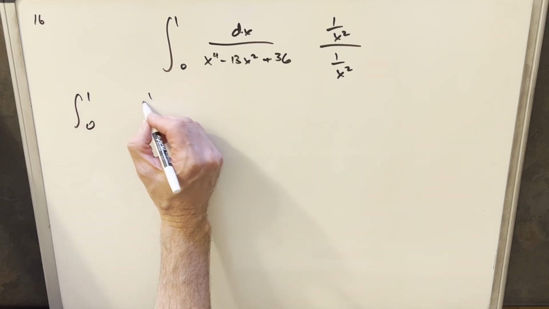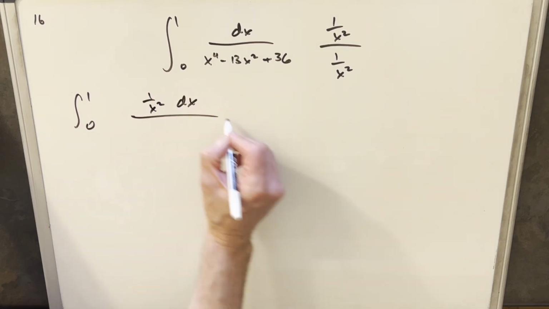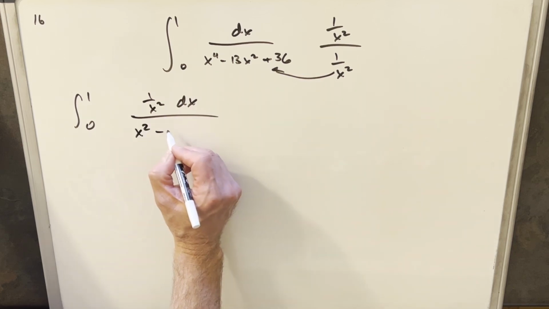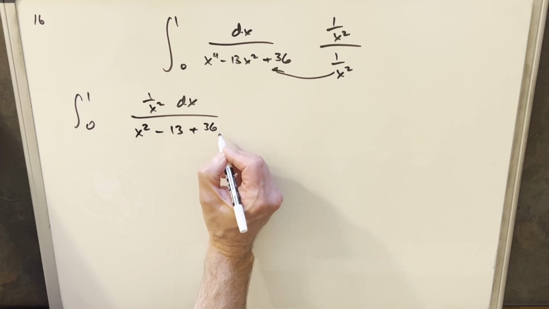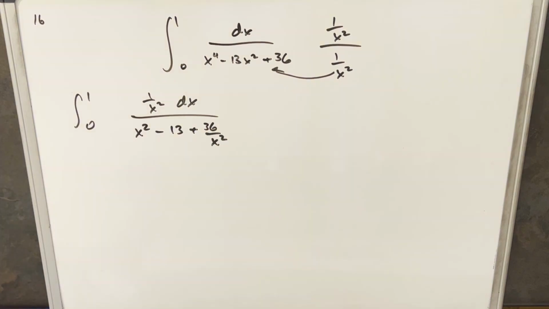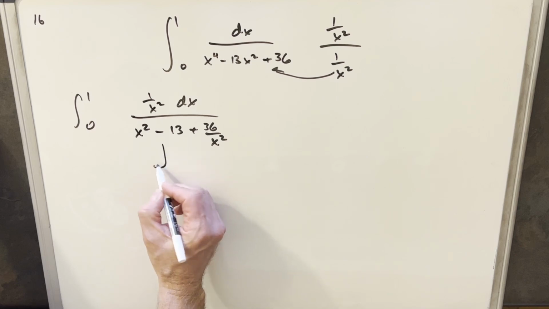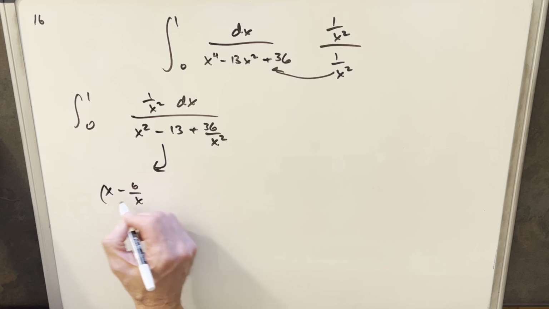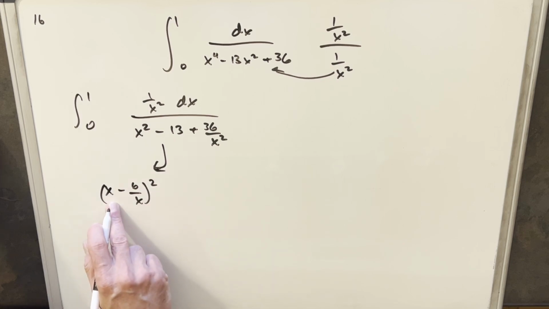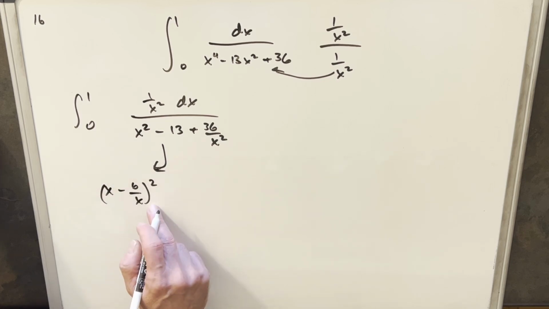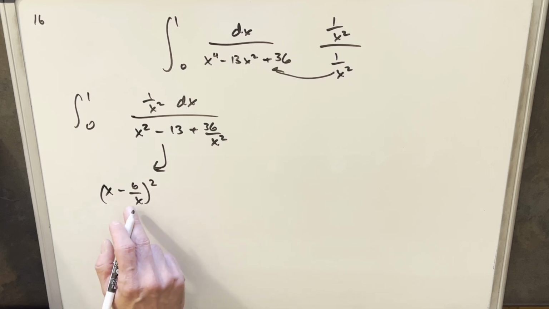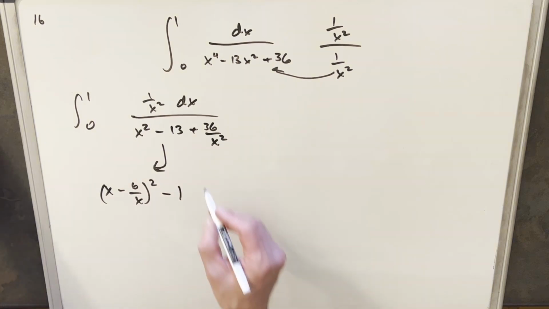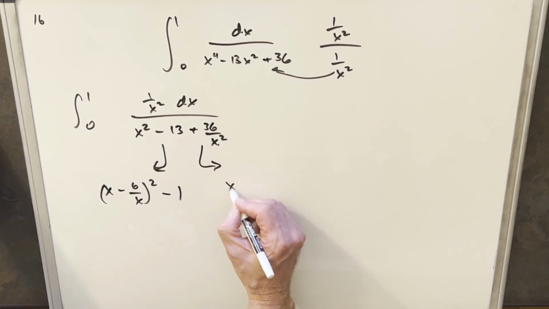So when we multiply this through, we're going to have 1 over x squared dx in the numerator, and in the denominator, x squared minus 13 plus 36 over x squared. What I want to do is factor this a couple different ways. So one way I'm going to use is I'm going to write this as x minus 6 over x squared. Notice when we square that, we get x squared, we get plus 36 over x squared. The middle terms together are going to give us minus 12, but we have minus 13, so I'm going to subtract a 1.